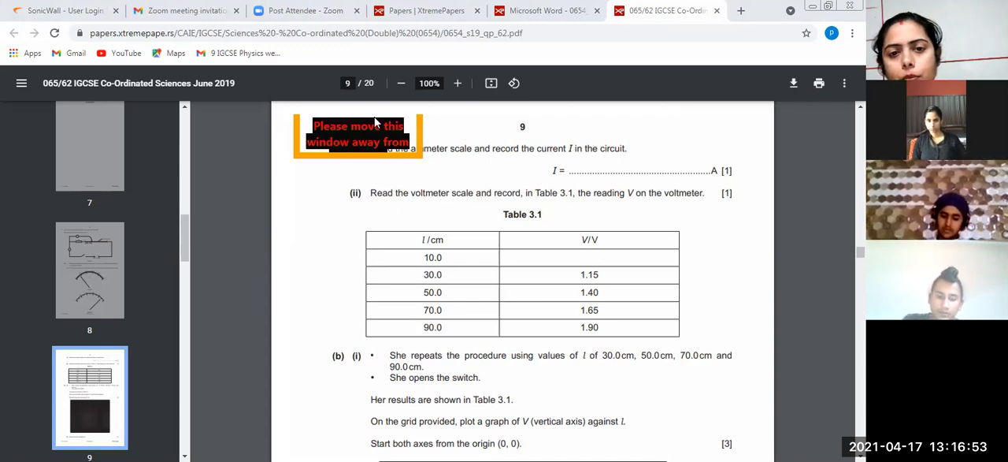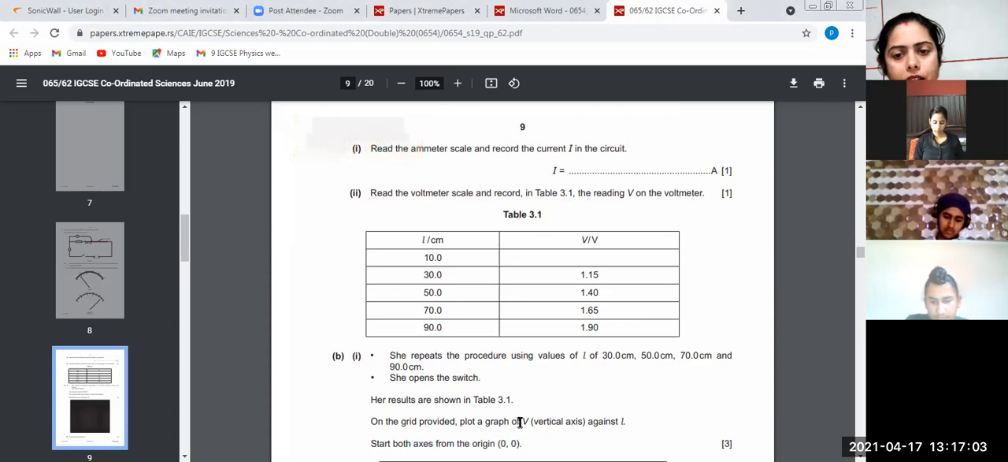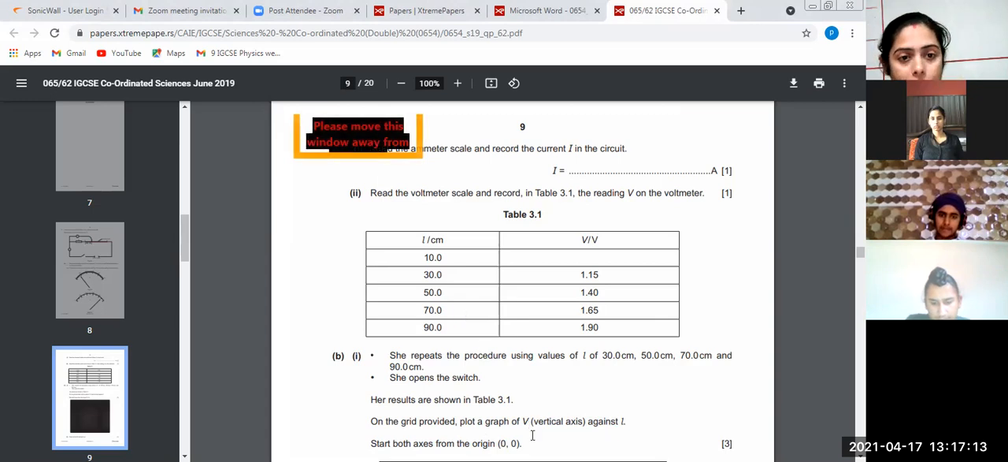Kindly make sure that for the points given to you, the axis must start from the origin. Fine, 0, 0. And it has to be V versus L. It is written there V on the vertical axis, so don't do it the other way around. The V has to be on the vertical axis, L on the horizontal. The graph starts from the origin.